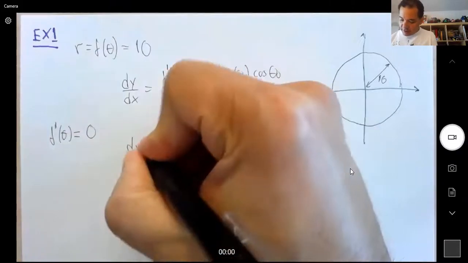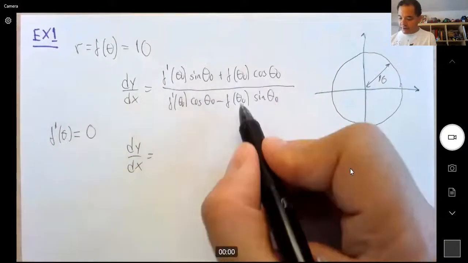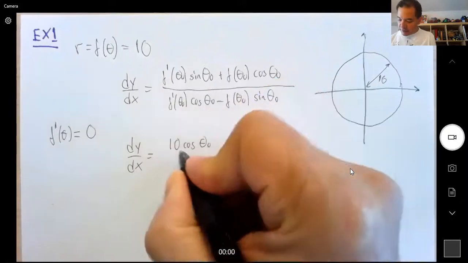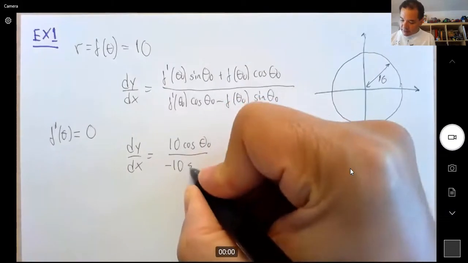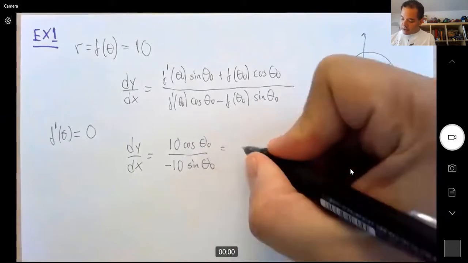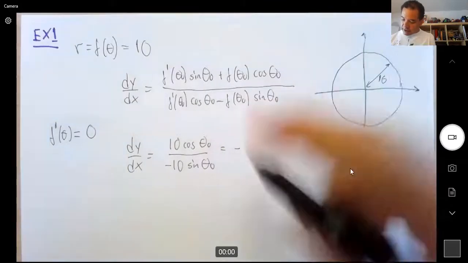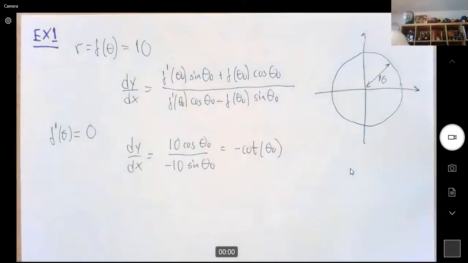So then dy dx is simply, let's see, these terms cancel because the derivatives are 0, and this is 10. So it will be 10 cosine theta 0 divided by negative 10 sine theta 0, right? And the 10s go away, and this is cosine over sine. So this is just negative cotangent theta 0. And that's it, right? So it doesn't matter what graph you have. You can test a few points.